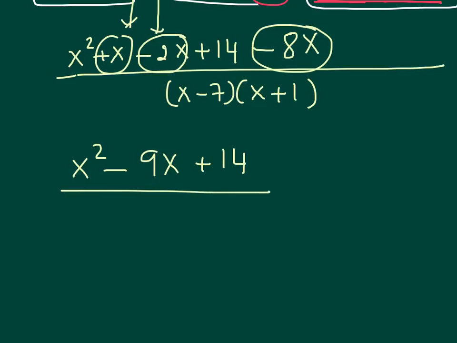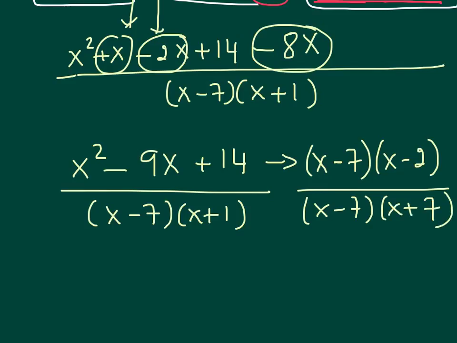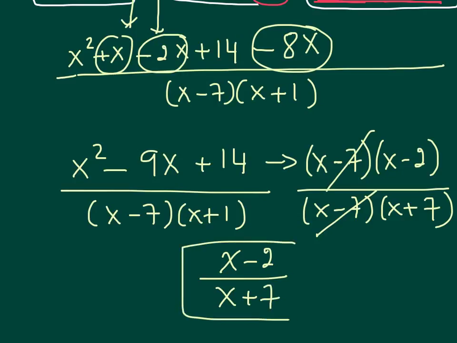Now, as you can see, we're going to attempt to factor and see if something would reduce. Is there a product of 14 and a sum of negative 9? As you can see, this is going to factor into x minus 7, x minus 2, divided by the denominator, which is x minus 7, x plus 1. Well, the reason we factor is so we can reduce our answer, and if these 2 factors reduce, your final answer should be x minus 2 over x plus 1. Please don't reduce a term, you're done.